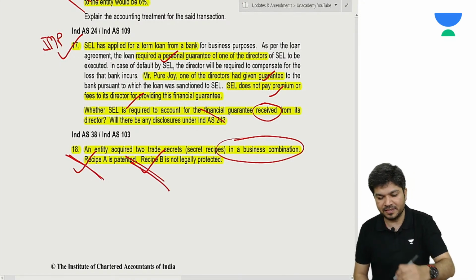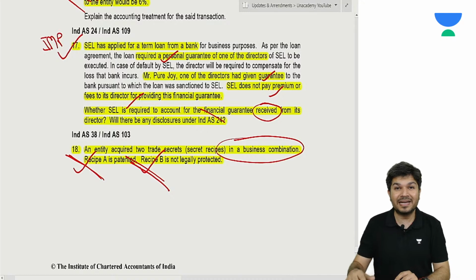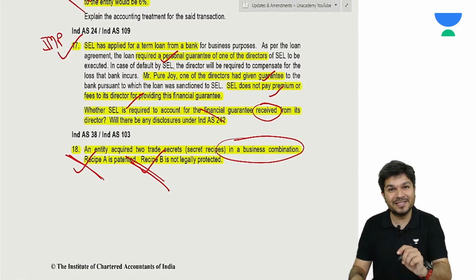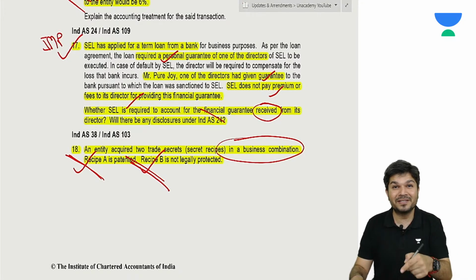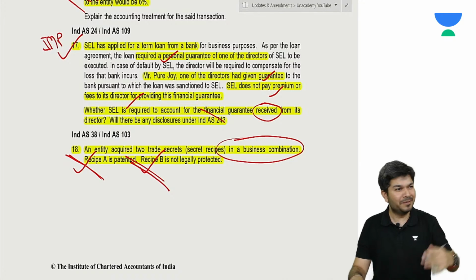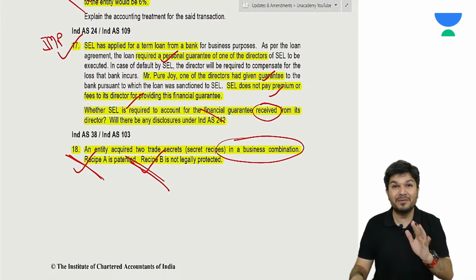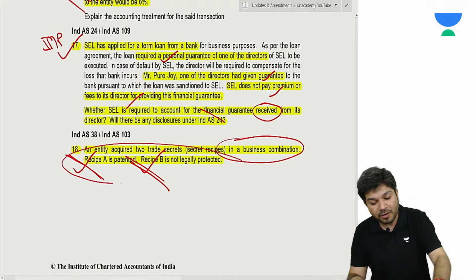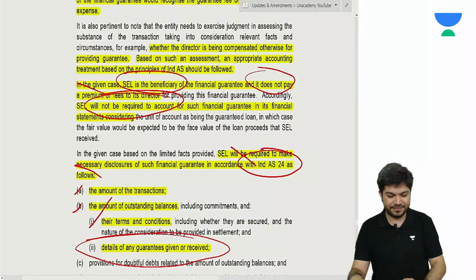This one is not patented, so the contractual legal criteria is not there, but if you are able to sell the recipe, can I say it fulfills the separability criteria? If you can sell this recipe, even though you don't have a patent, you still have the separability criteria, so both of them can be recognized.